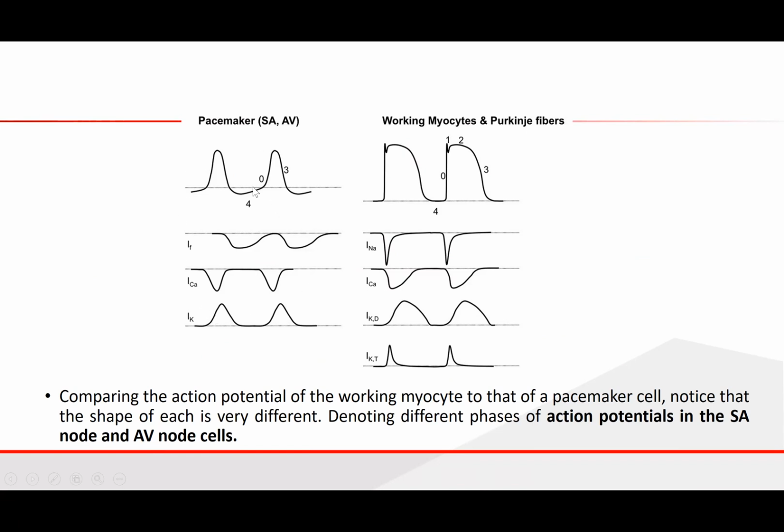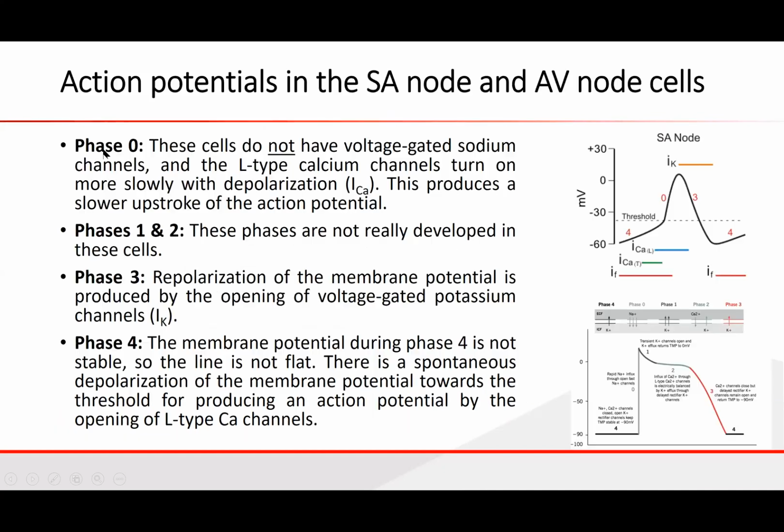Yet for the pacemaker cells, for the brief and slow action potential, it's a little bit different, and we will see it in this illustration. First, phase 0. These cells do not have voltage-gated sodium channels, as we said. This is characteristic for the SA node and the AV node. They have this continuous flow of sodium through what we call the funny channels, or the funny current.